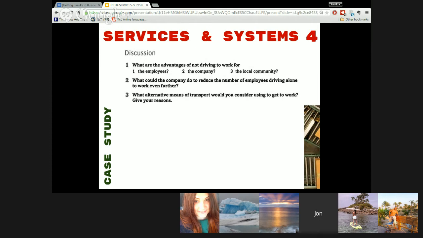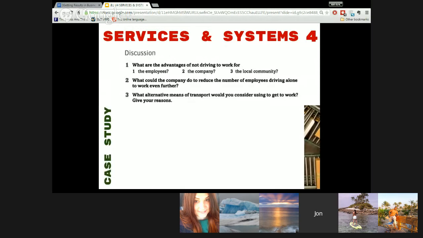And also the money you spend on gas, petrol, right? You don't have to spend it. Share the costs. What are the advantages of not driving to work for the company? How will the company benefit?